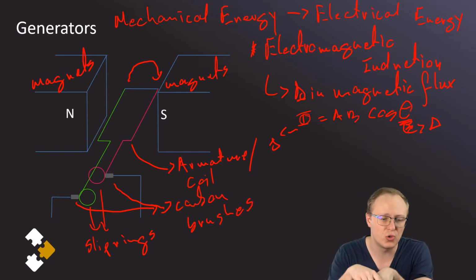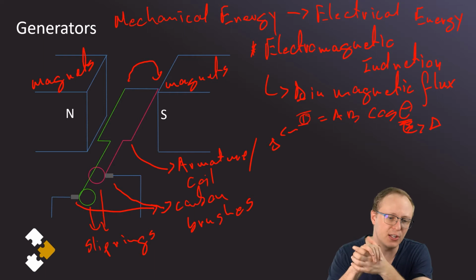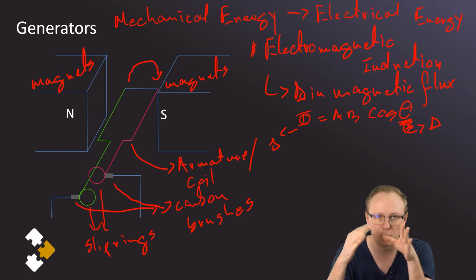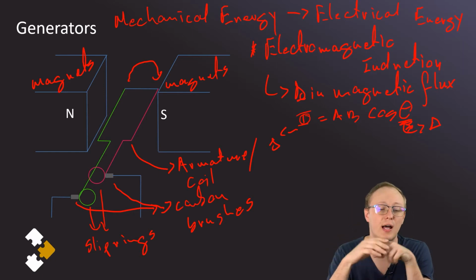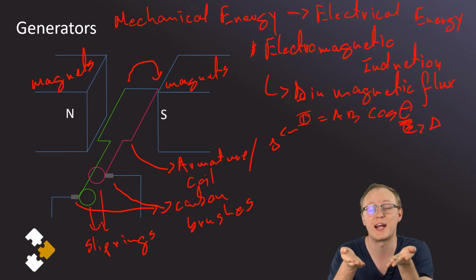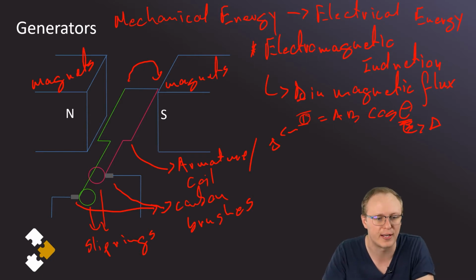So let's talk about what some of these components do. Now, the magnets are obvious. They create the magnetic field. The armature is that thing which rotates in the magnetic field. And it's within the armature, the conductors that go around in order to make that loop, that we actually get the magnetic flux. So in the armature is where the magic happens and we actually get current flowing.